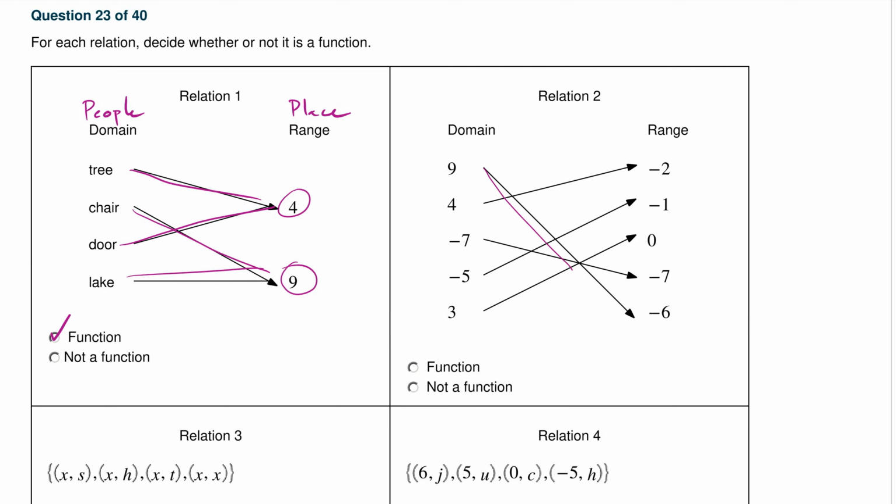9 goes to -6. Fine. 4 goes to -2, 7 goes to -7, 5 goes to -1, and 3 goes to 0. So each of them goes to a different place, so that's still okay.